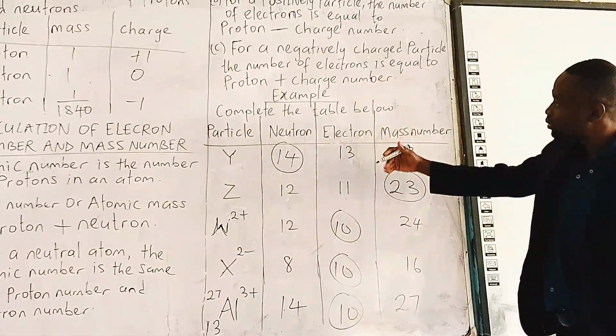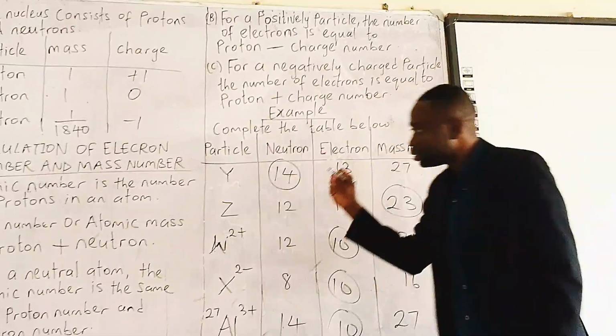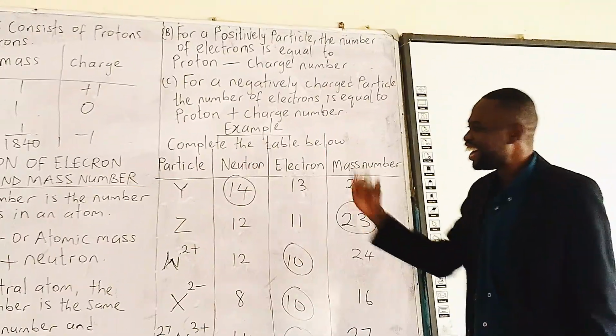So that's how to calculate the number of protons, neutrons, and electrons of any atom.